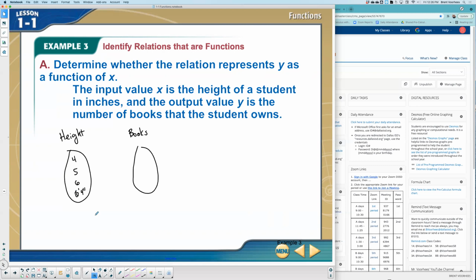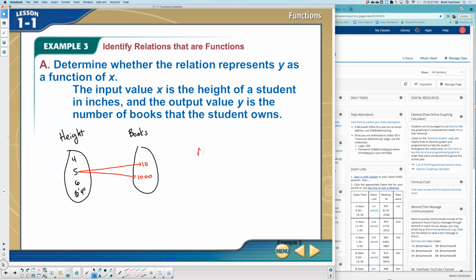Function. So that would mean that every value, if you're say 5 feet tall, everyone who's 5 feet tall would own the exact same number of books. Do you think that would be right? No. Some people who are 5 feet tall might own 10 books. Someone else who's 5 feet tall might own 1,000 books. Does your height have anything to do with how many books you own? No. For that reason, this is not a function.